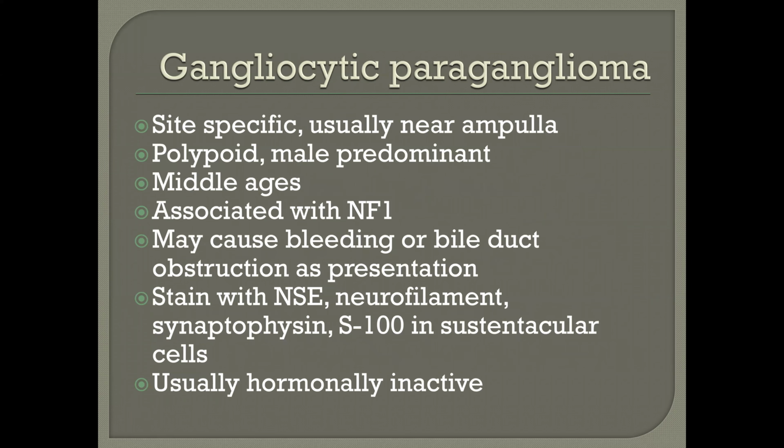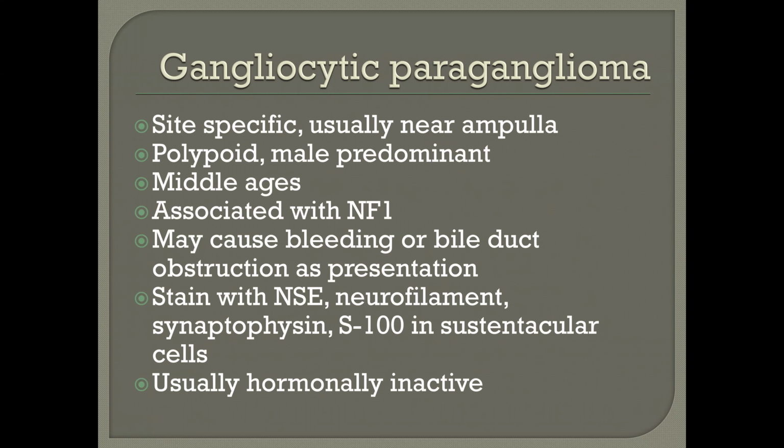All right, another tumor that sort of bridges the gap between neuroendocrine tumors, but is still in that category, is gangliocytic paraganglioma. This is a quite site-specific lesion occurring almost exclusively near the ampulla in the duodenum, and it tends to occur in middle-aged males. It does have an association with neurofibromatosis and may cause bleeding or bile duct obstruction in terms of presentation. It will stain with neuron-specific enolase, neurofilament as well as synaptophysin, and then S100 can be useful to define the sustentacular cells.